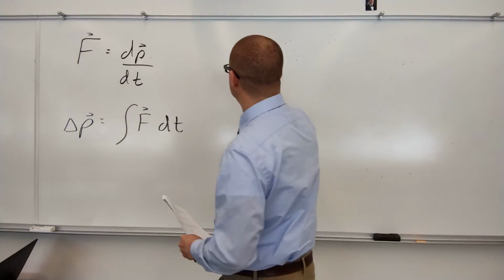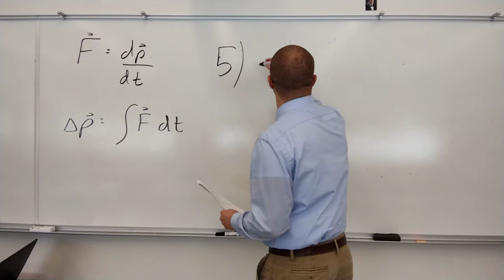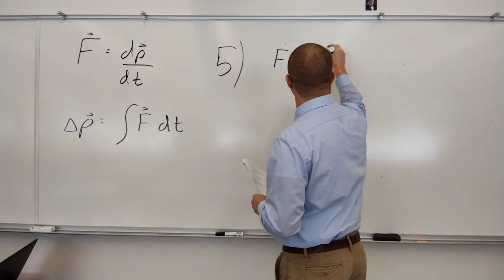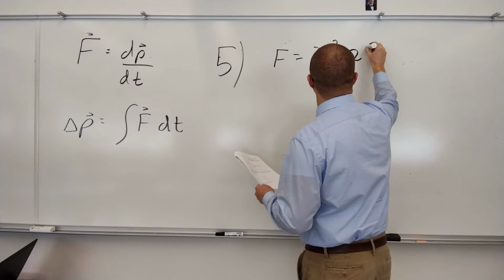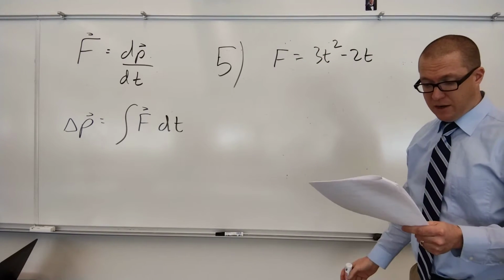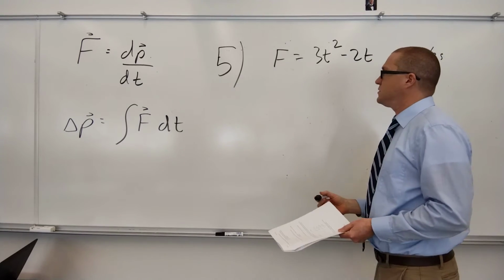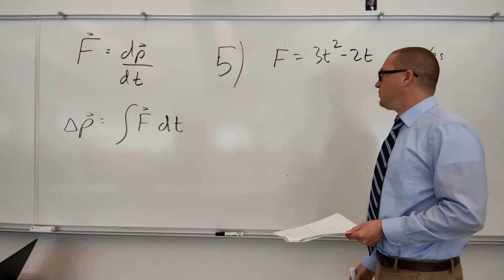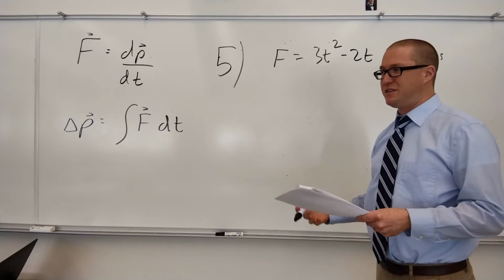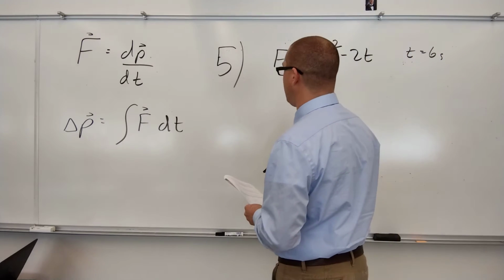All right, so number 5. The force function is 3t squared minus 2t. And I put units on it so you can see that. The length of time is 6 seconds. So what does this function look like? Well, I don't know. It doesn't really matter so much, right? You plot it in your calculator, see what it looks like. Let's just go ahead and rip through the math here.